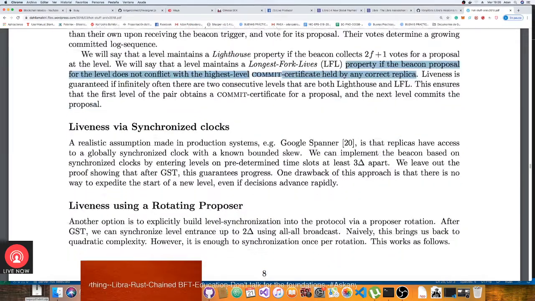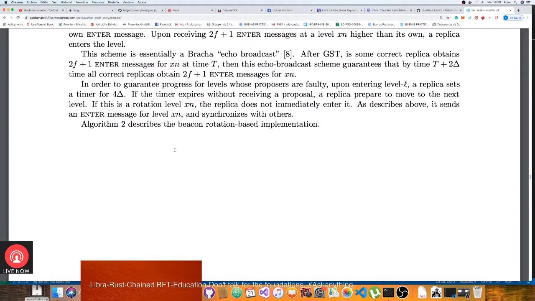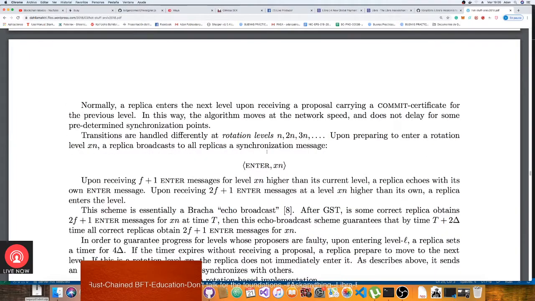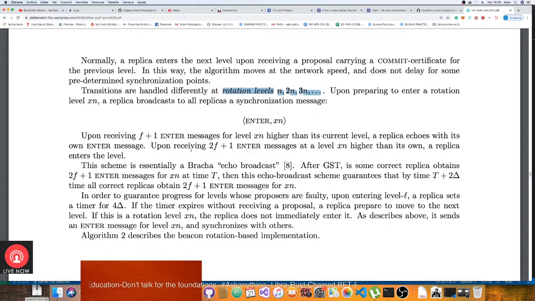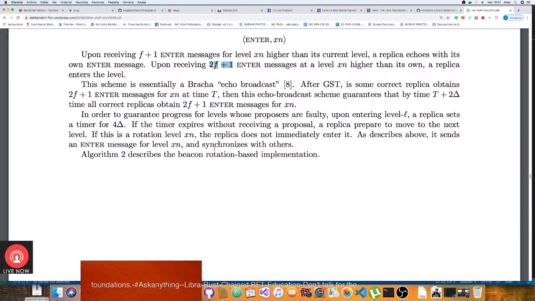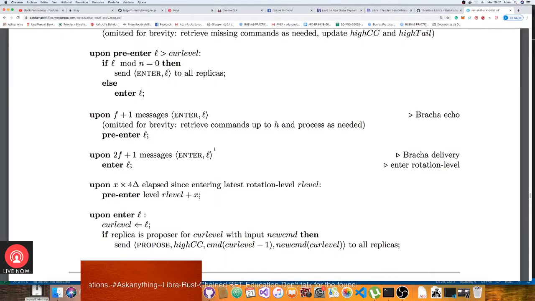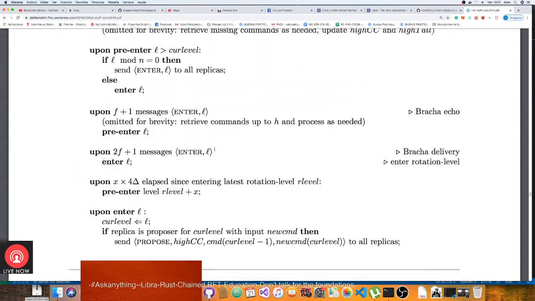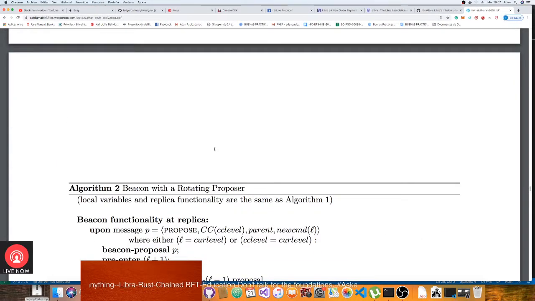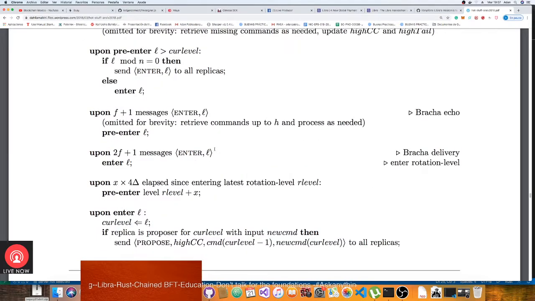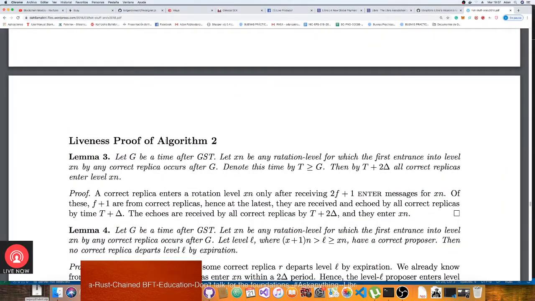So let's move on to see this algorithm under the hood. We saw in other videos that the rotating proposer is a way to handle these rotating levels and the messages. And remember, it's all about this number, the 2f+1, to have and handle better performance in the network. So let's see the lemmas and summarize this rotating proposer to understand this algorithm more under the hood.